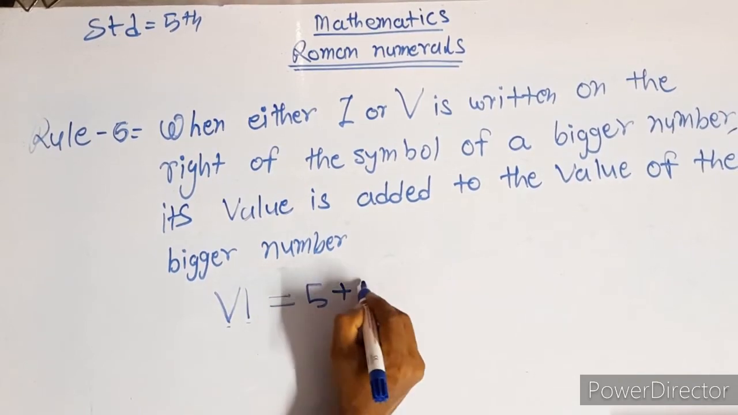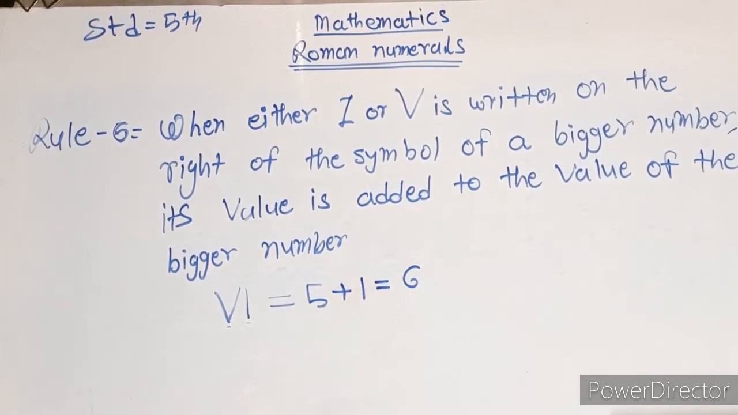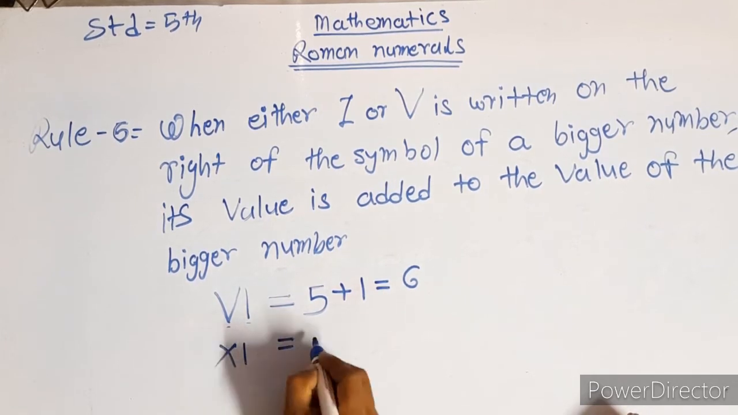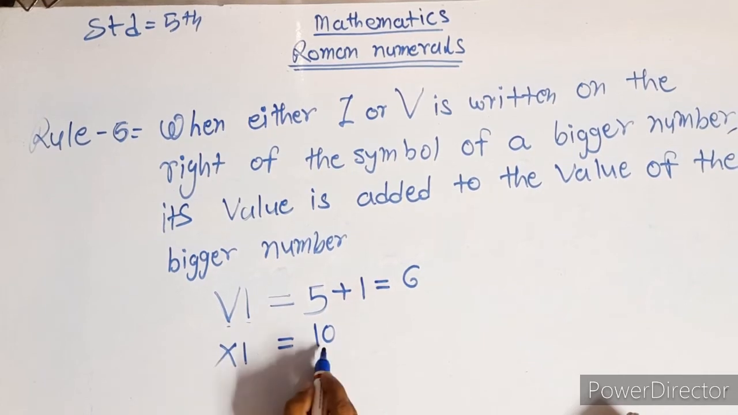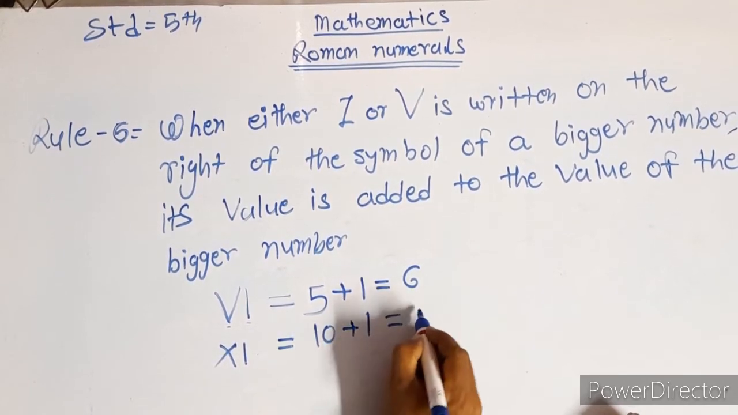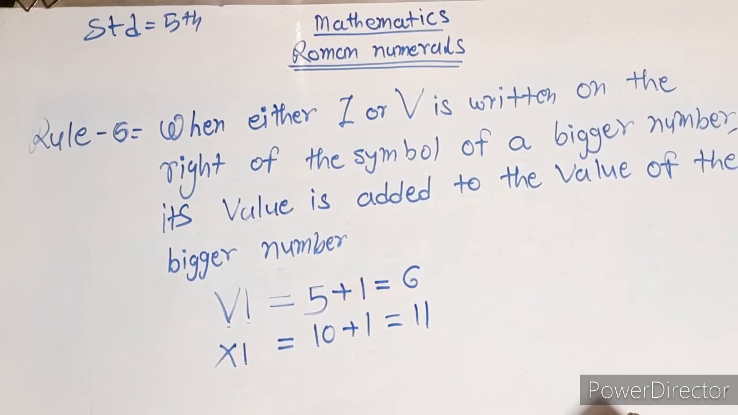5 plus 1 is equal to 6. Now X is bigger than I. It means 10 plus 1 is equal to 11. If we write 15, X V, X is the bigger value symbol and V is the smaller value symbol. The smaller value symbol is written to the right side.